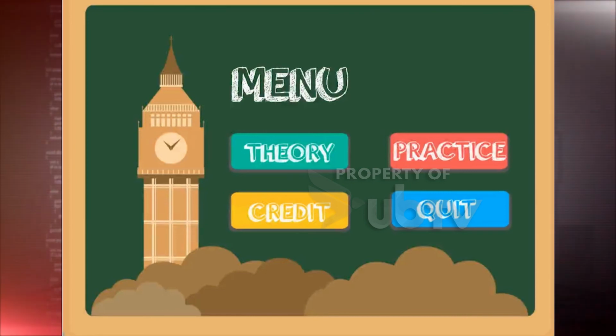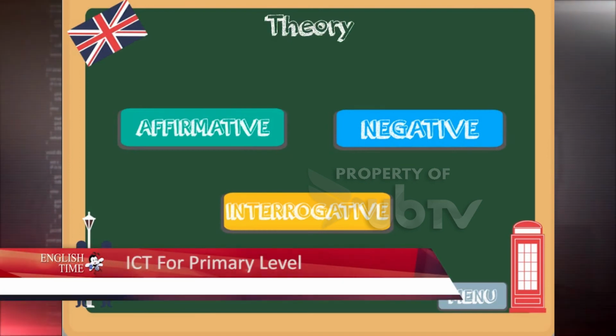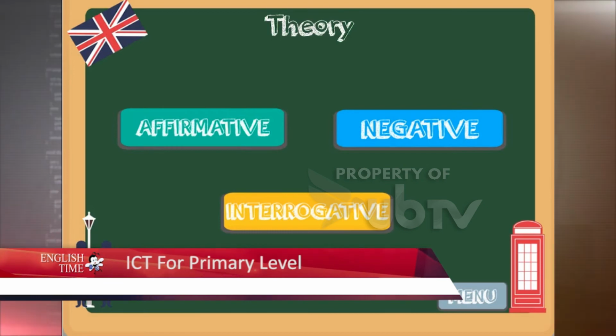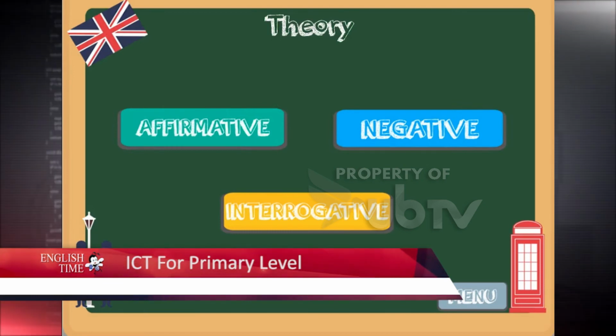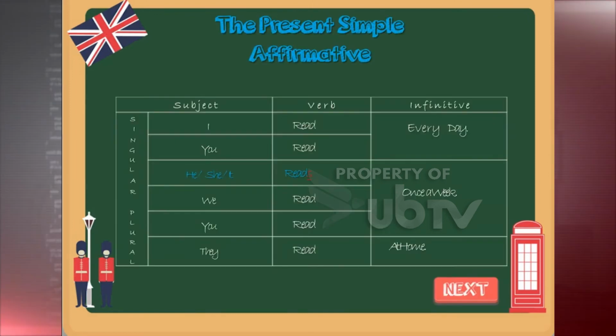Are you kidding me? Practice or theory first? Maybe theory. Okay then, click. Okay, we have affirmative, negative, interrogative. So which one first? The affirmative maybe? The affirmative one? Yeah, okay. Are you sure? Yeah, please click. I cannot read it at all. Would you mind reading that?